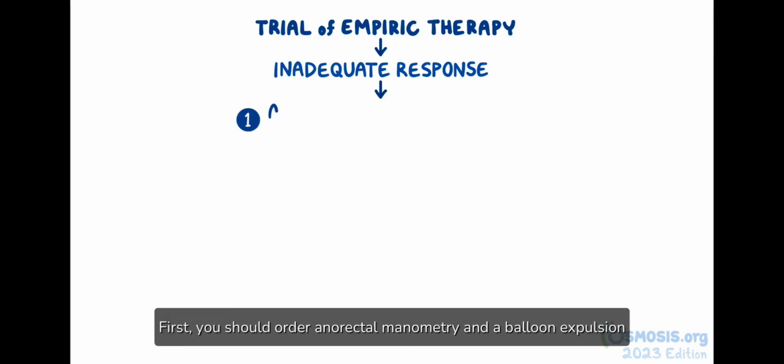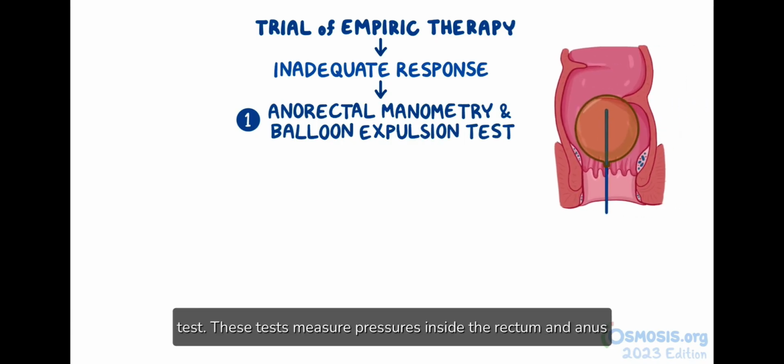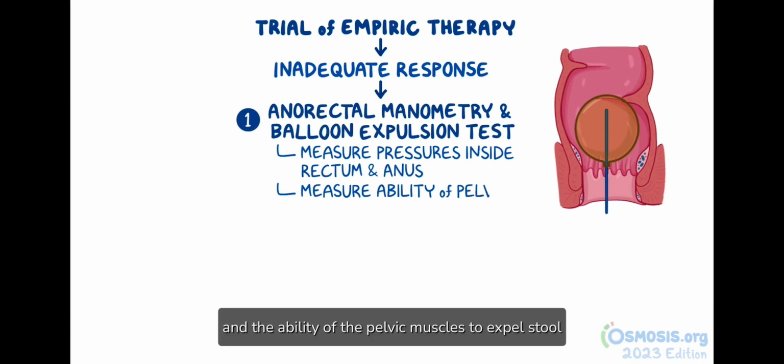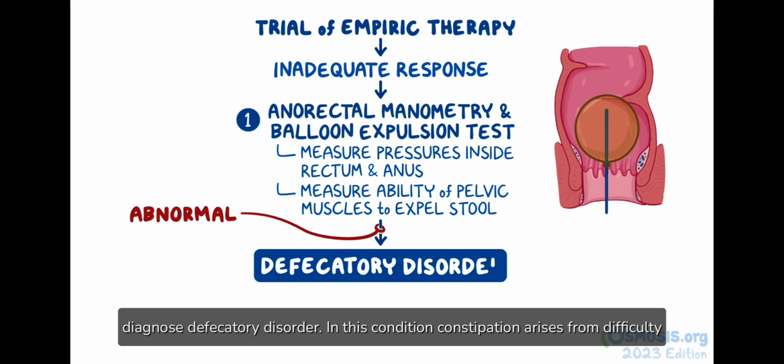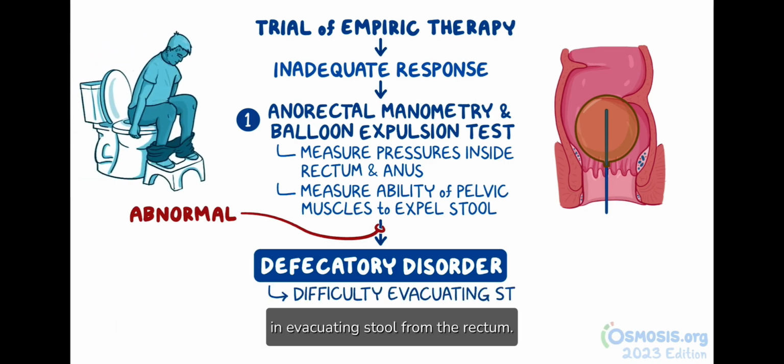First, you should order anorectal manometry and a balloon expulsion test. These tests measure pressures inside the rectum and anus, and the ability of the pelvic muscles to expel stool from the rectum. If the results are abnormal, diagnose defecatory disorder. In this condition, constipation arises from difficulty in evacuating stool from the rectum.